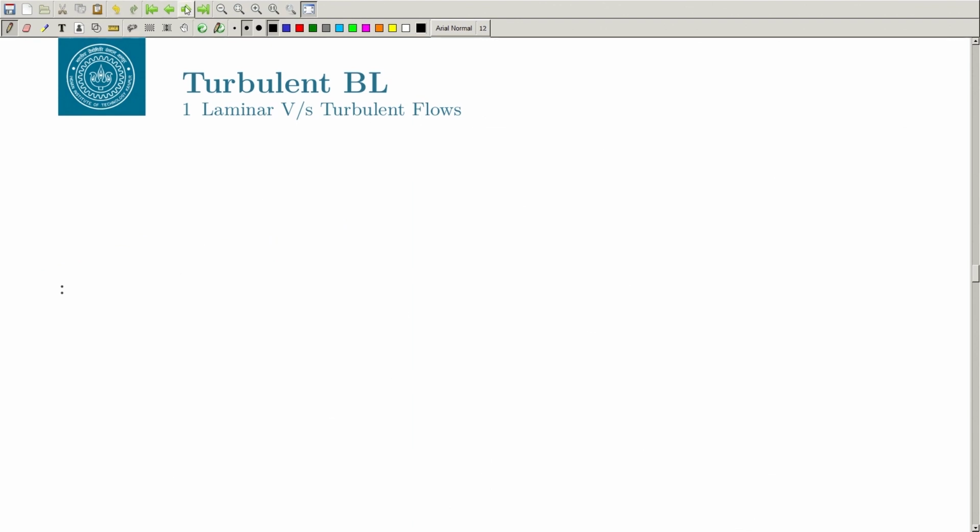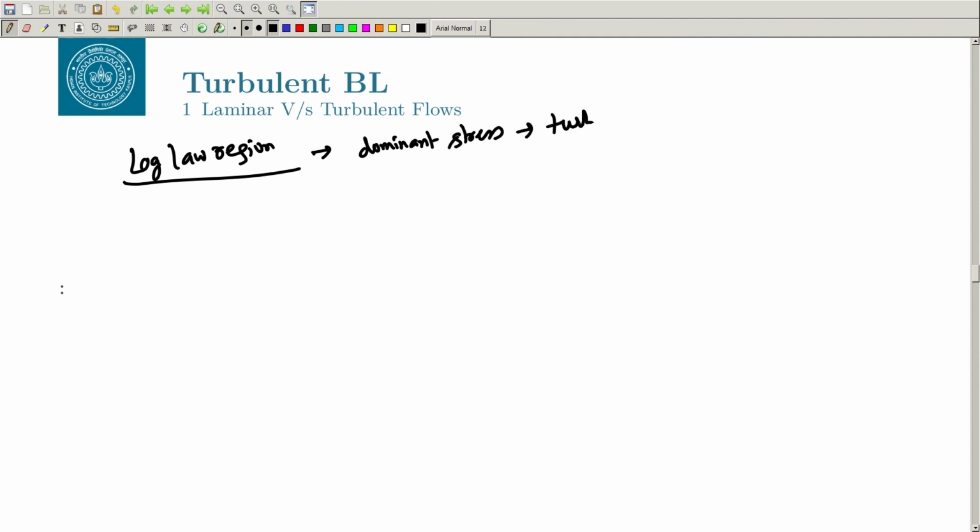Now we go to the layer which is slightly away from the viscous sublayer. There is no specific name for the region, or you can call it the log law region. Why it is called the log law region will become clear very soon. And we will say that in this region the dominant stress is the turbulent stress.